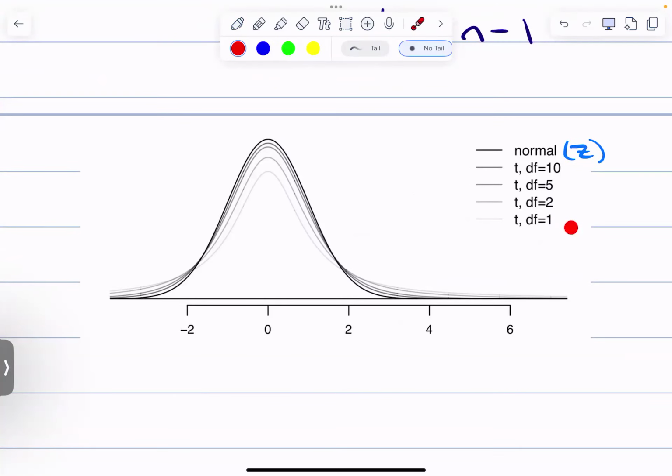If I have 2 degrees of freedom, then I have a sample of size 3, still very small. Even 5 degrees of freedom, I have 6, and even at 10, I have a sample of size 11. Whereas at Z, technically, n is infinity, right? Or the population size.